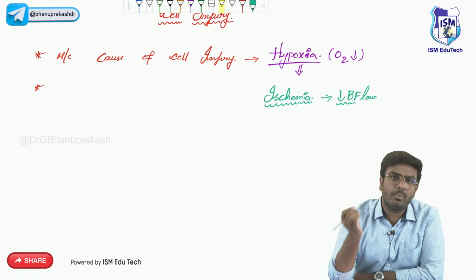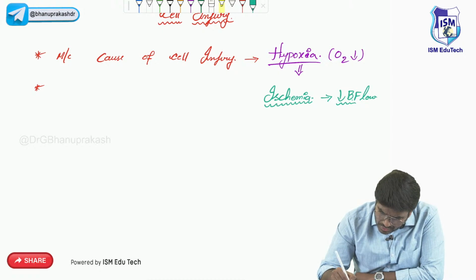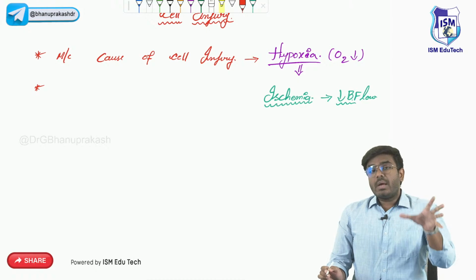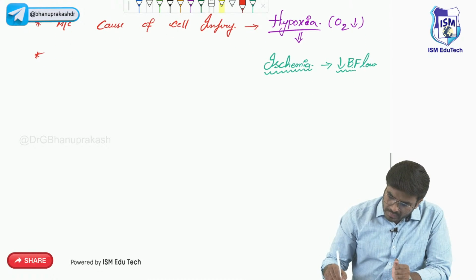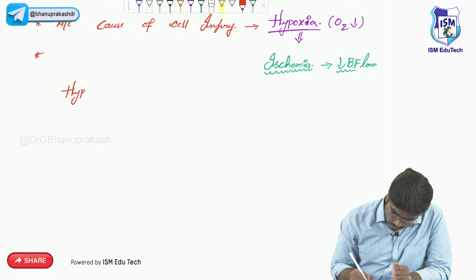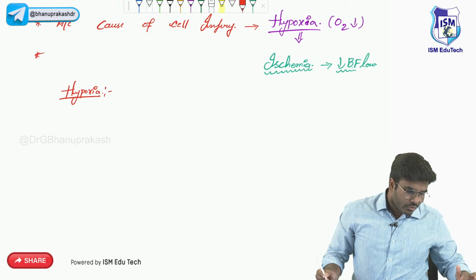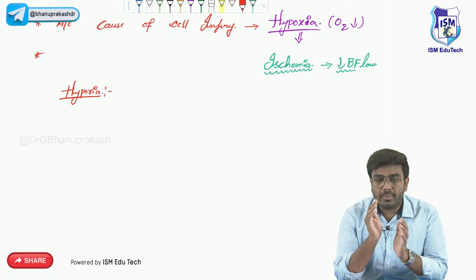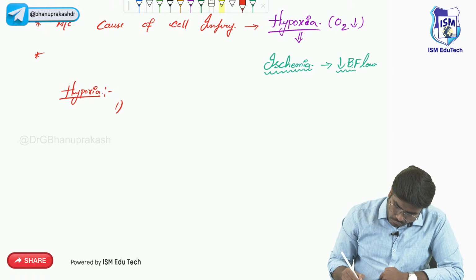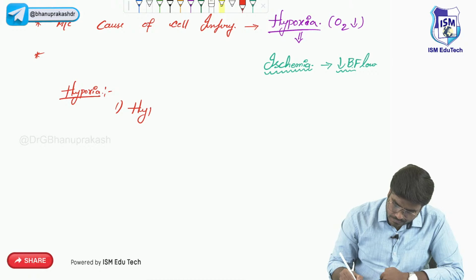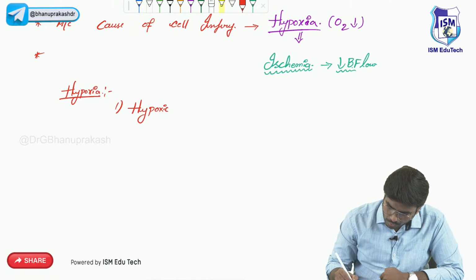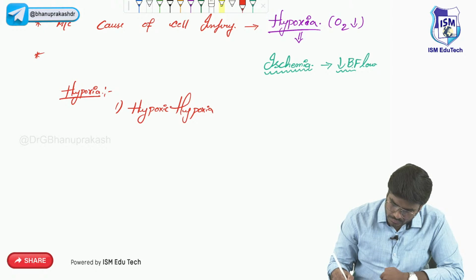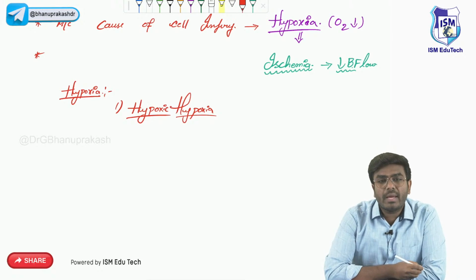So that causes hypoxia. Now here I want you to know, especially from the exam point of view, what the different types of hypoxia are. Why? Because this keeps being asked. I want you to know 4 different types of hypoxia, out of which the first type is hypoxic hypoxia. What do I mean by hypoxic hypoxia?